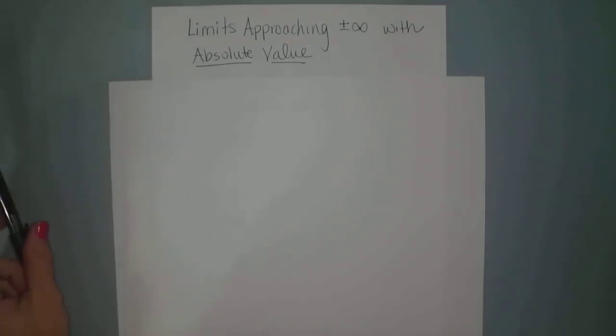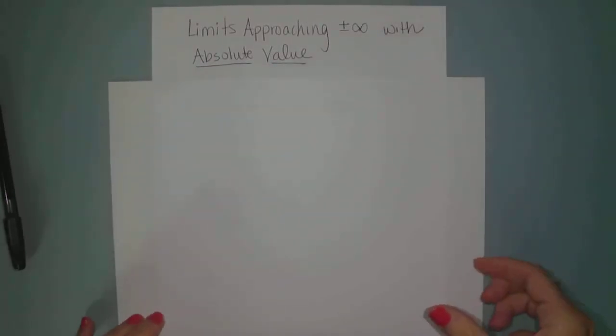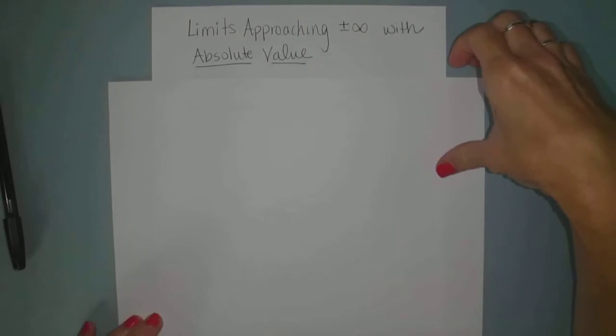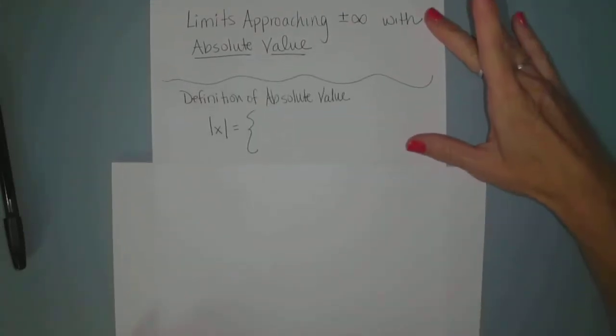Hi everyone, today's lesson is going to entertain the idea of limits approaching positive and negative infinity with a little twist of lemon here, a little absolute value. So the first thing we're going to do in this lesson is revisit the definition of absolute value. So let's take a look at this.